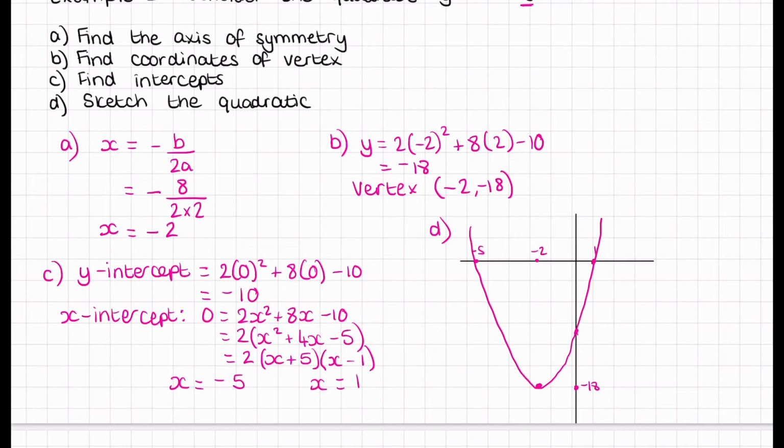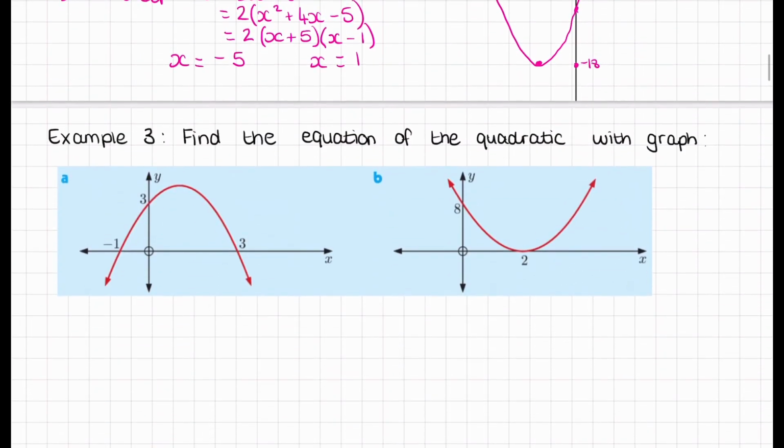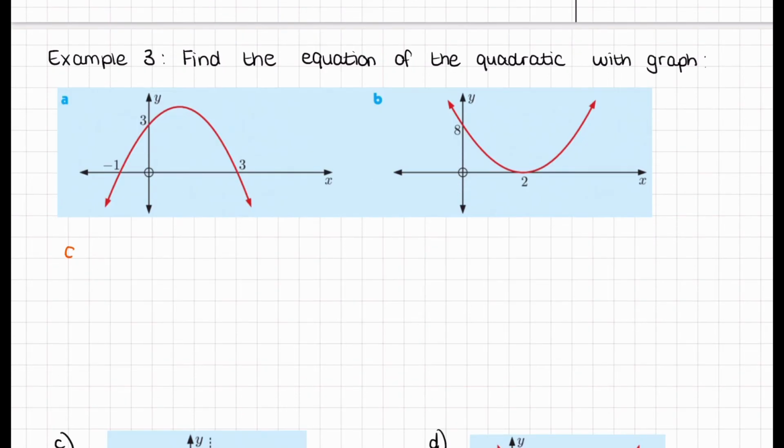And there you go. Next example, now we can look at a graph and find the equation of the graph. So in A, look at what you know and what you can use. So in here, we know the two x-intercepts, so we can use the intercept form. So we can use this form here.